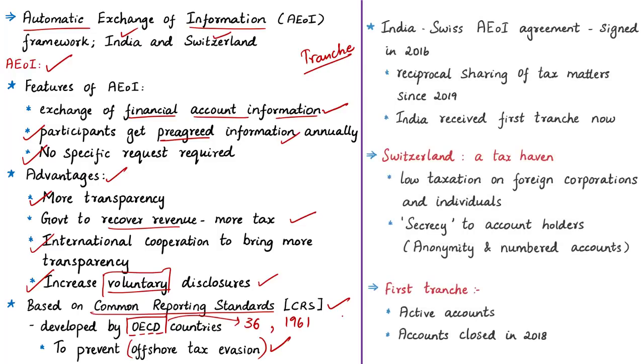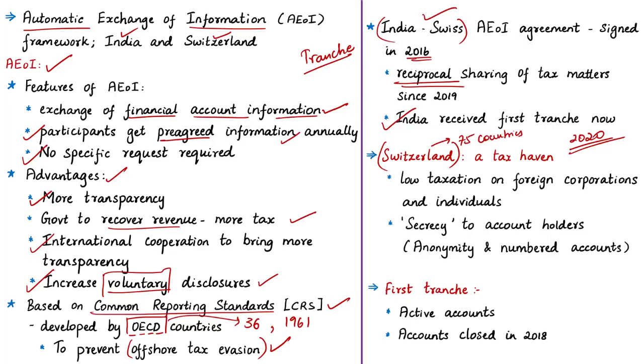Now coming to the Indian context, in November 2016, India and Switzerland signed a joint declaration of AEOI in tax matters on a reciprocal basis. This means both countries will share financial account data with each other annually without a specific request for it. As per the declaration, India would receive the first set of data in 2019. Based on this only, we have received the first tranche of information. The next exchange of data will take place in September 2020. Now, here you have to note one point. India is one among the 75 countries with which Switzerland has signed the Automatic Exchange of Information Framework Agreement.